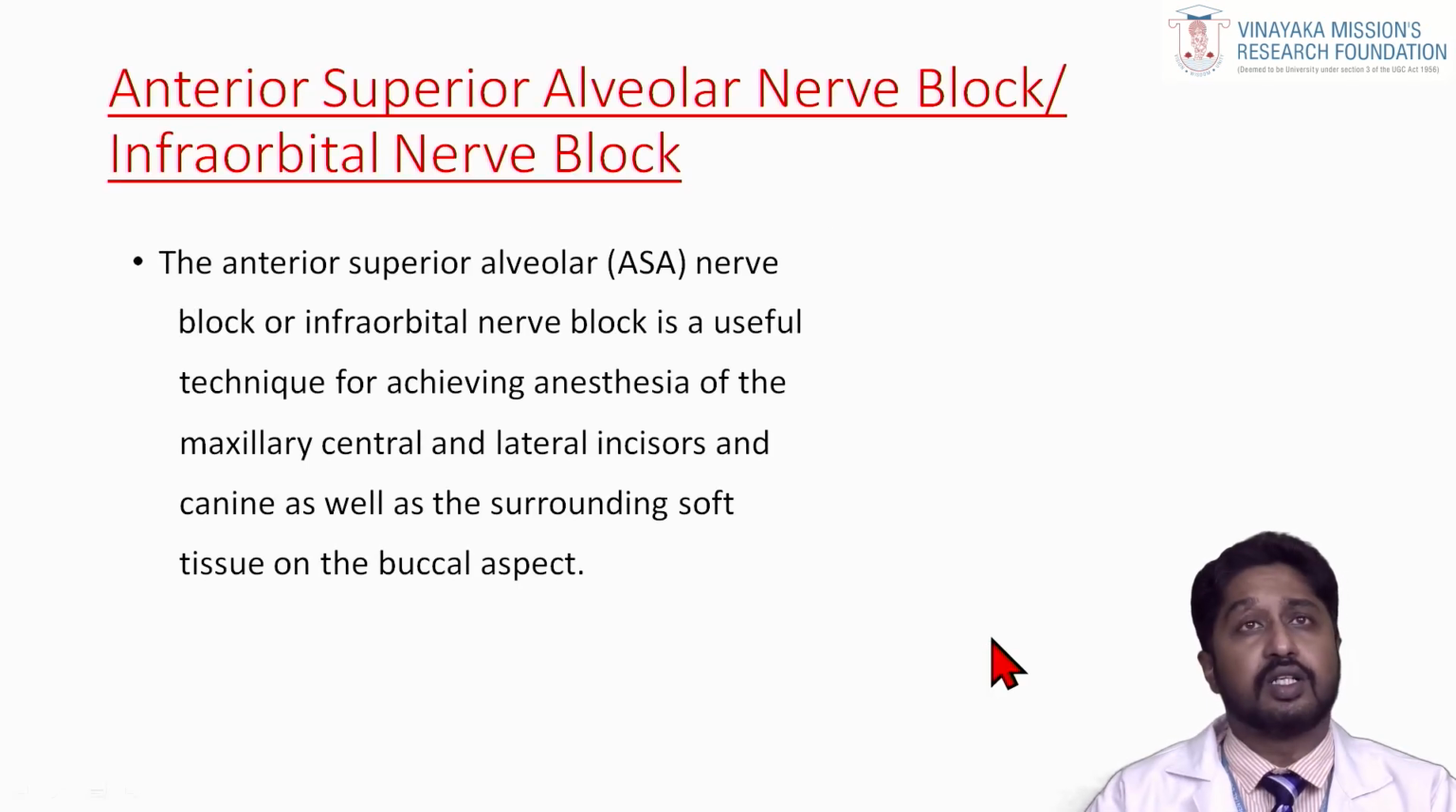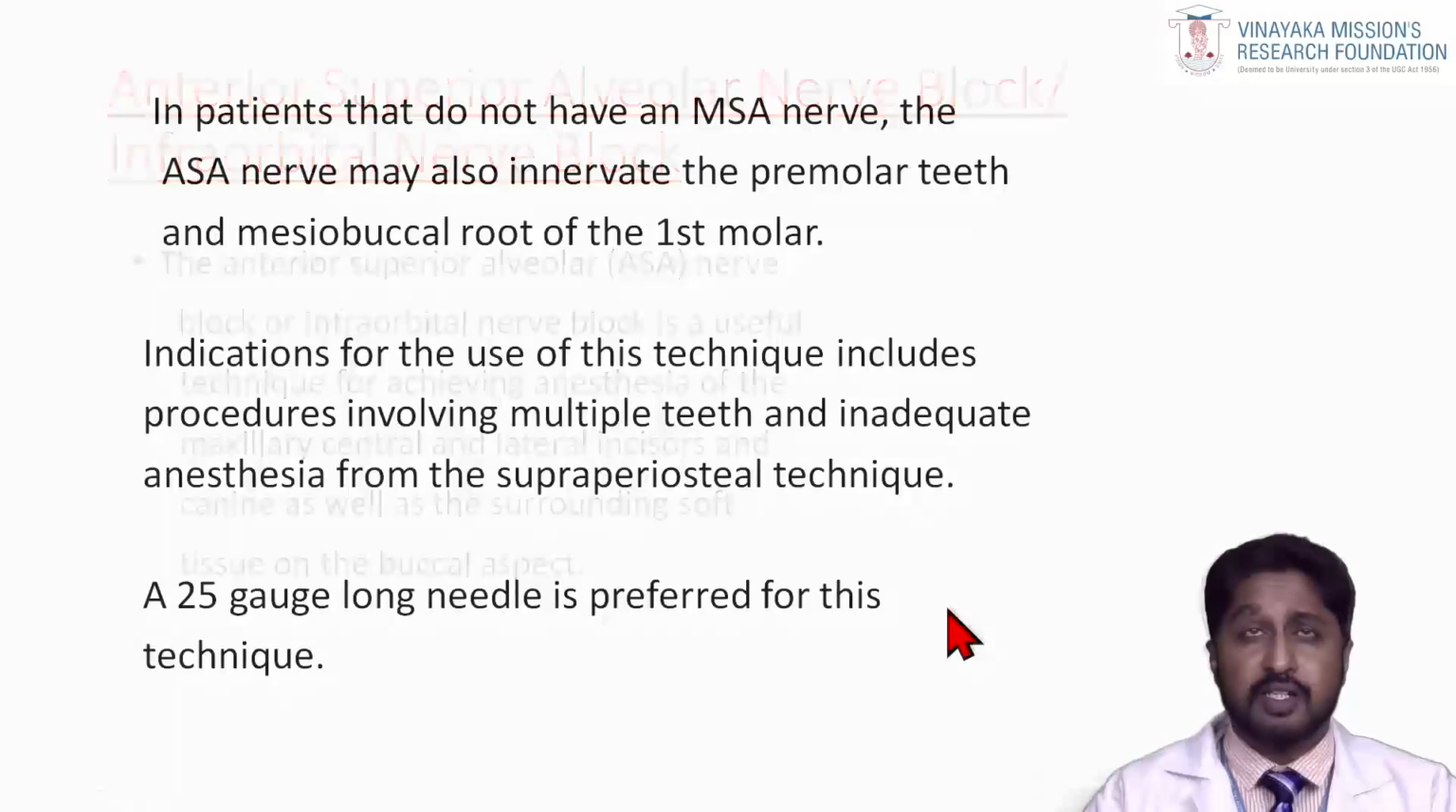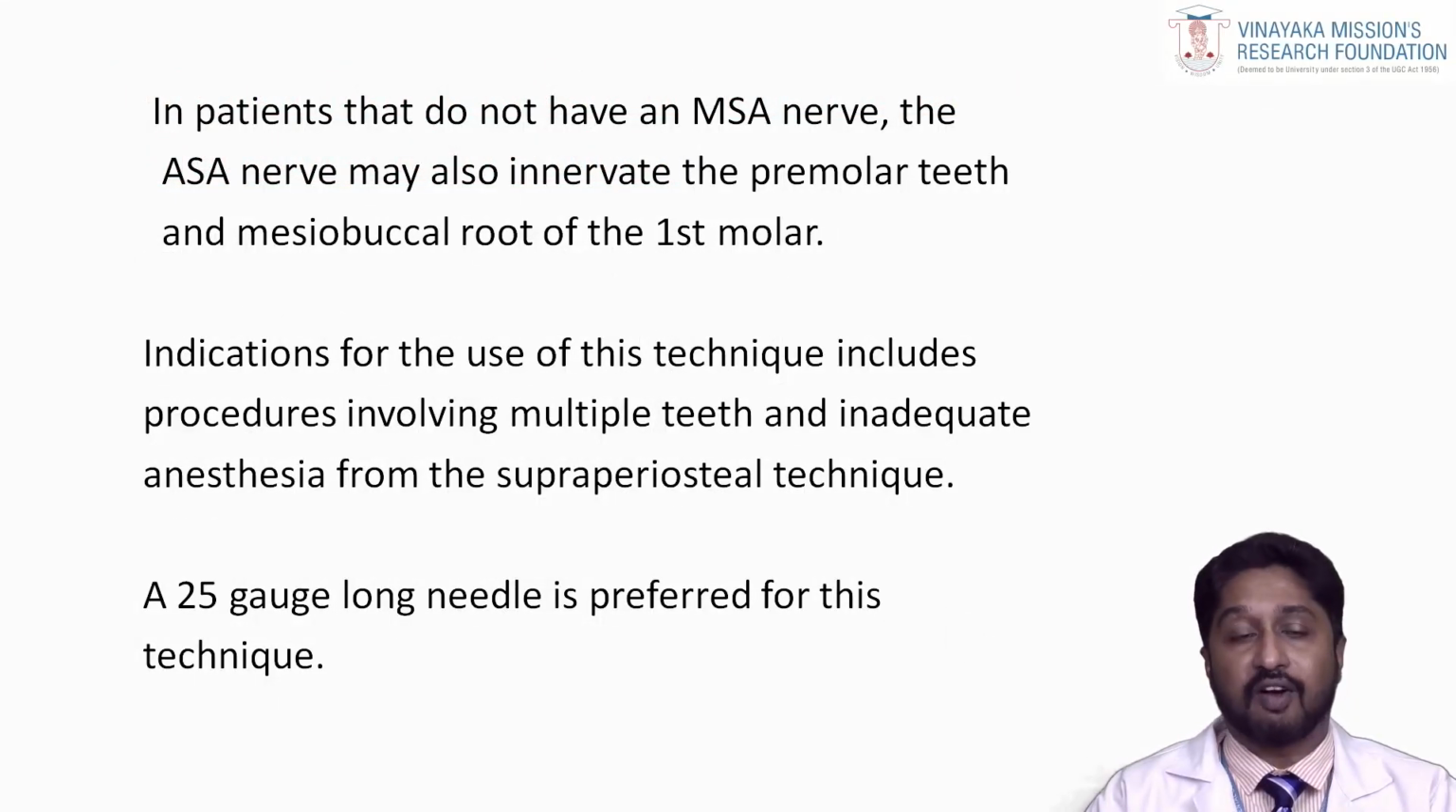The next nerve block that you are going to see is the anterior superior alveolar nerve block, the ASA nerve block or the infraorbital nerve block. The infraorbital nerve block is a useful technique for achieving anesthesia of the maxillary central, lateral and canine teeth as well as the surrounding soft tissue on the buccal aspect. In patients who do not have an MSA nerve, as I have already told, the ASA nerve innervates the premolar teeth and the mesiobuccal root of the first molar. Indications for this technique include procedures involving multiple teeth and inadequate anesthesia from the supraperiosteal technique. A 25 gauge needle is preferred in this technique.